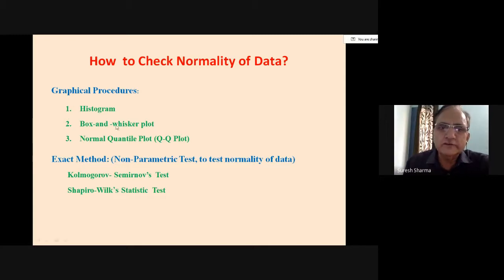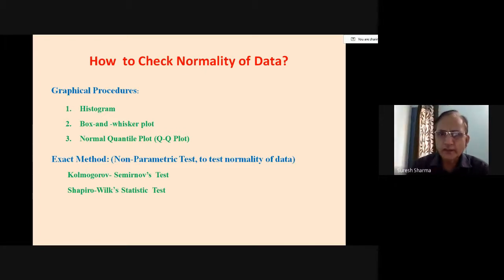Then another is box and whisker plot. Box and whisker plot is another important plot. Today we will draw it and tell you how to interpret the results. And there will be a median line. If the median is right there in the center of the box, then your data is normally distributed. But if it is below or above, then your data may not be normally distributed. And the third type of plot is called quantile plot, which I'll discuss today, that is, how to check the normality of the data.